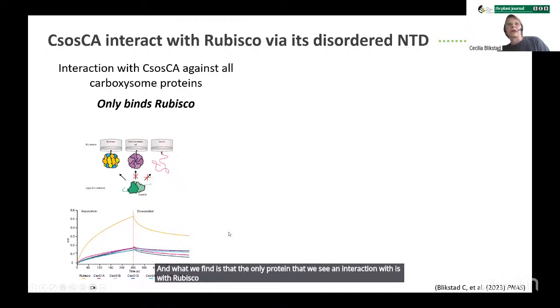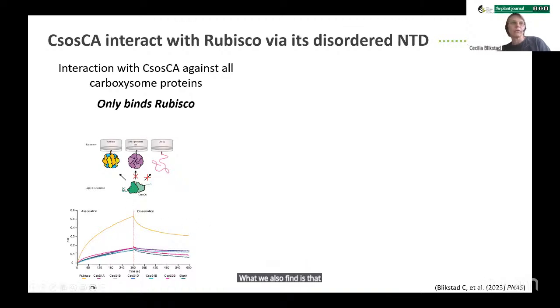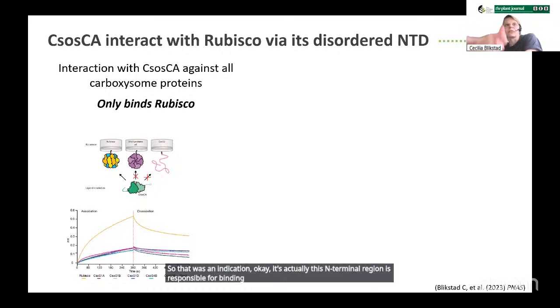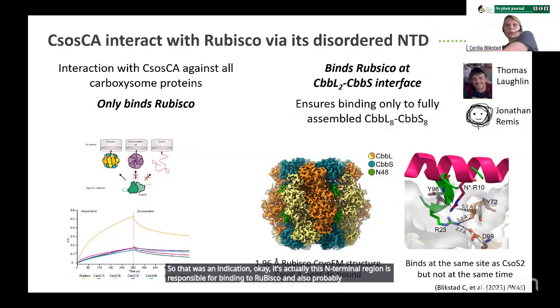What we also find is that if we remove this N-terminal region of the CA, we lose the binding. So that was an indication that it's this N-terminal region that is responsible for binding to rubisco, and also probably then for getting it into the carboxysome.